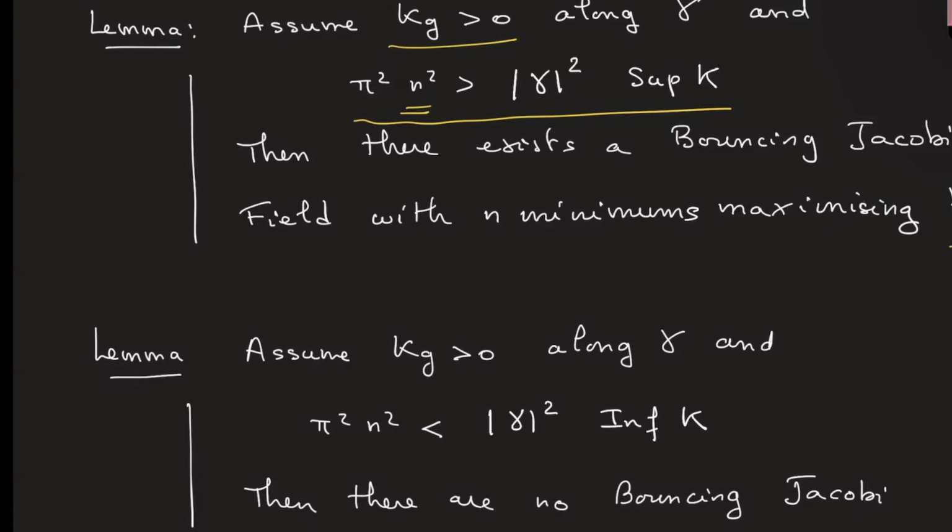And also you can check, not so hard, that if n is small compared to the value of the Gauss curvature, then there is no bouncing Jacobi field with m minimum. So you can check that these two inequalities don't come from nowhere. And in fact, if the Gauss curvature is constant, then you find that these are the best you can do, because you can do all computations explicitly with cosine functions.